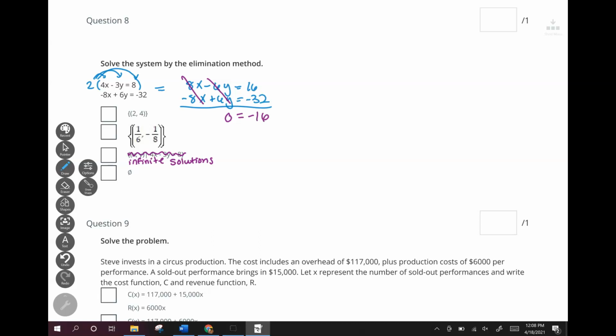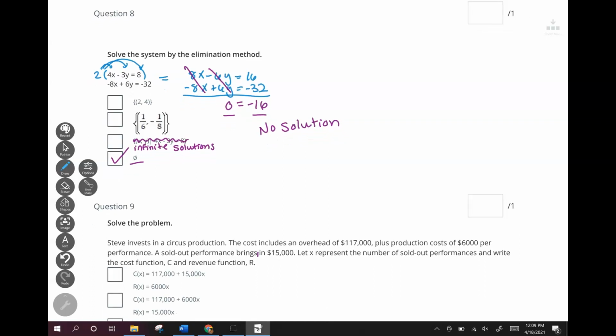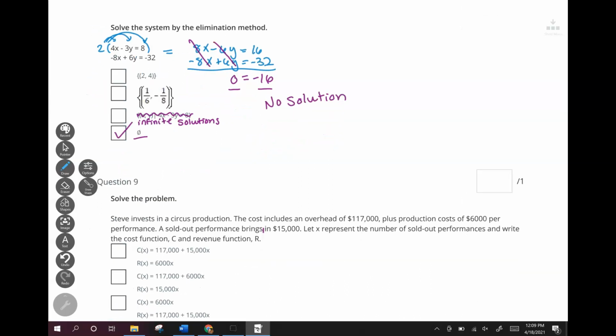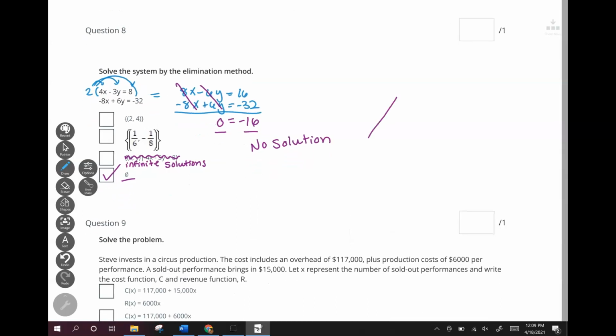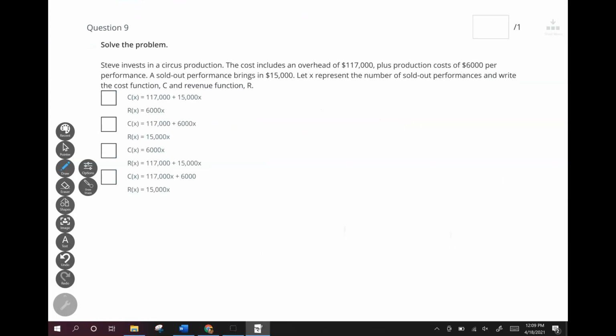Now, anytime you're solving equations and your variables cancel, and you're left with 2 numbers that are in fact not the same, then you have no solution. And so that is going to be this guy, the 0 with the slash through it. No solution. And also mention that that means that these 2 lines are parallel. Right? There's no point where those 2 lines cross because they're parallel.